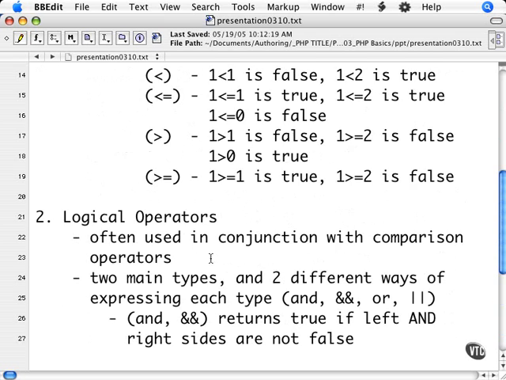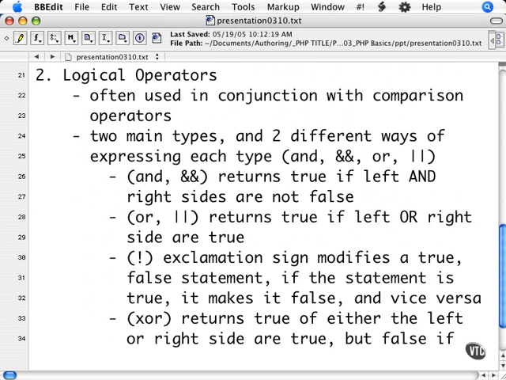Similar to comparison operators are logical operators. They are what you might say in conversation when trying to determine between two things. I may do A, or I may do B, or I am going to do A and B. The key words here are and, or. The AND operator is represented by the word AND or 2 ampersands together. This logical operator will return true if the left and right sides are not false.